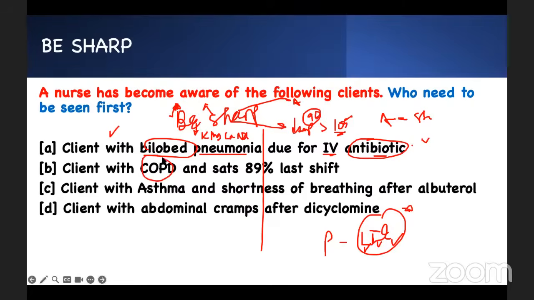COPD, what is your problem? You have 89 sats, the last shift. Throughout the last shift, you've been 89 and you're still alive. Should I care about 89? A COPD patient's sat is never 100. If you see a COPD patient with a sat of 99, something is wrong. They live at 89 to like 93. So just leave this patient alone. Let him enjoy himself.